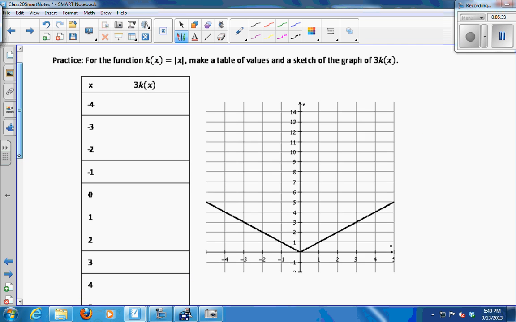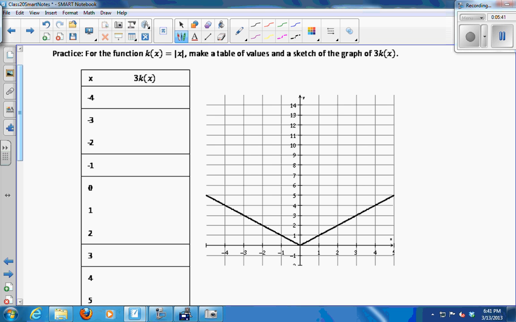Okay, so I want you to try one. Here's a picture of the absolute value of x. I want you to make a table of values, draw a sketch, and give the equation, right, of 3 times k of x. So we're going to do 3 times k of x, so that means 3 times k of -4, because -4 is in the x column. That's 3 times the absolute value of -4, which is 12.